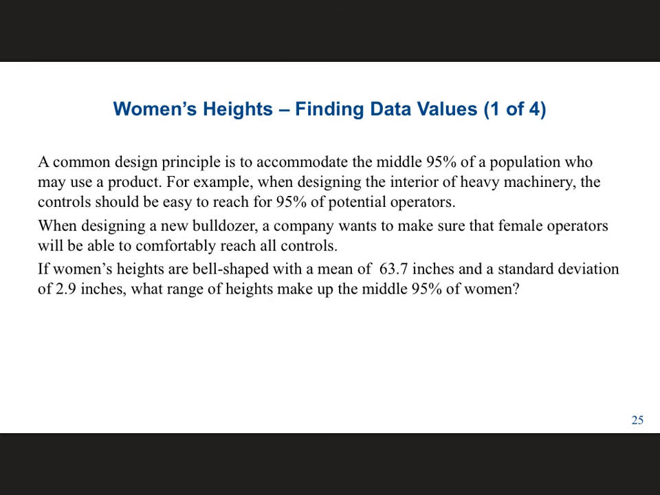So let's take a look at an example here. A common design principle is to accommodate the middle 95% of a population who may use a product. For example, when designing the interior of heavy machinery, the controls should be easily reachable for 95% of potential operators. When designing a new bulldozer, a company wants to make sure that female operators will be able to comfortably reach all controls. If women's heights are bell-shaped with a mean of 63.7 inches and a standard deviation of 2.9 inches, what range of heights make up the middle 95% of women?